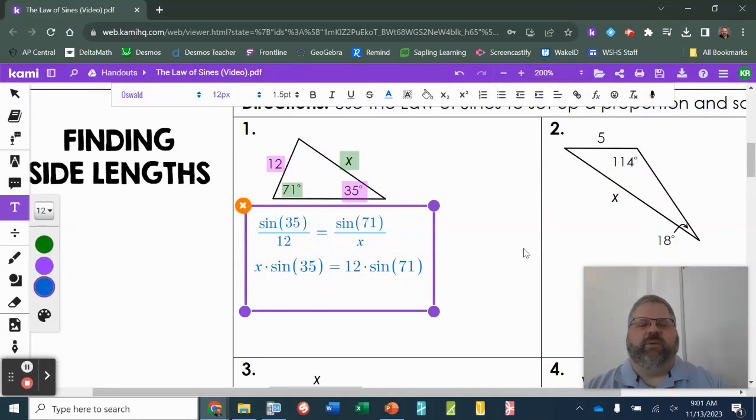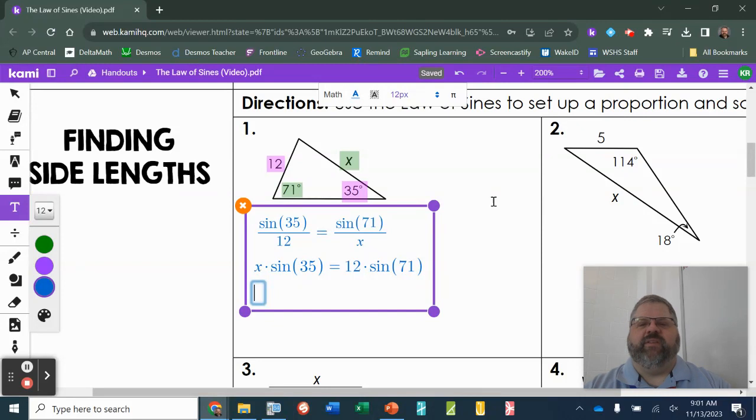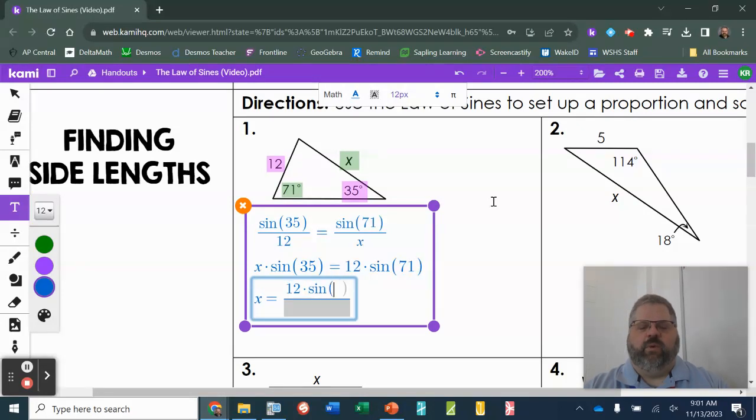Now what I need to do is isolate x, and right now x is being multiplied by sine of 35. So we're going to divide both sides by the sine of 35 degrees, and that would give us x is equal to 12 times the sine of 71 degrees divided by the sine of 35 degrees.